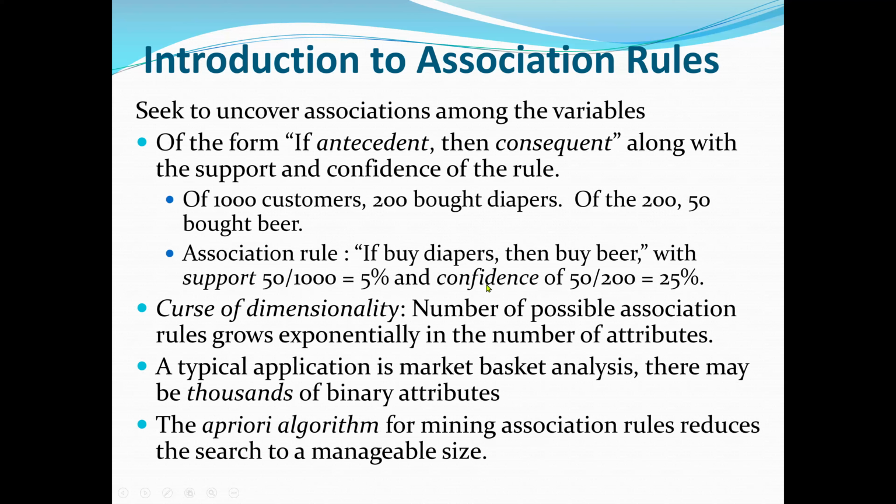So our confidence should be the total number of customers that buy both diapers and beer divided by the total customers that buy diapers, at least diapers with beer or other items, or only diapers. So that gives us 0.25 or 25%.